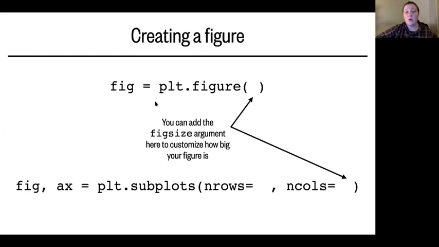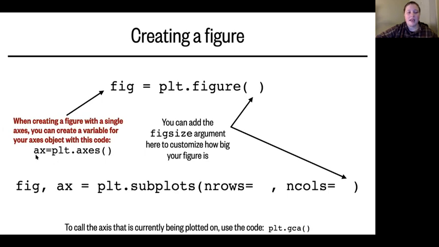And if you actually want to create an axes object to go with that and have that axes object variable name, you can do that by saying ax equals plt.axes, and that will create an axes for you to work with, even if you're not in a subplots function there. You can also call the axes that is currently being plotted on using the code plt.gca. We talked about that a little bit in the previous video.